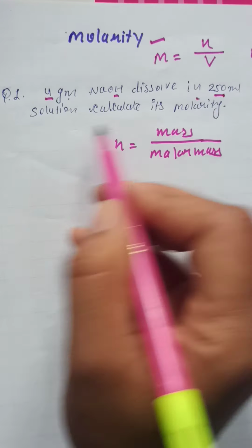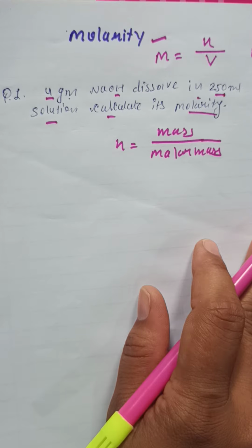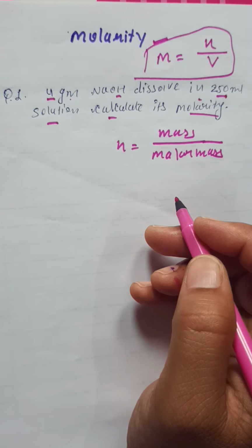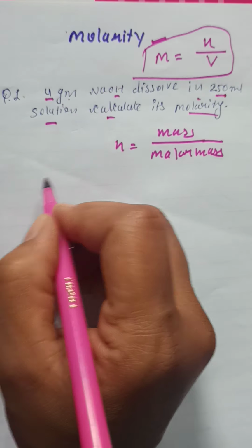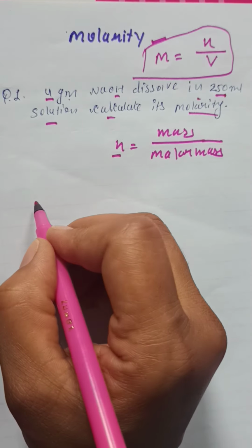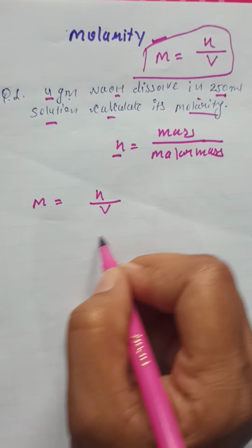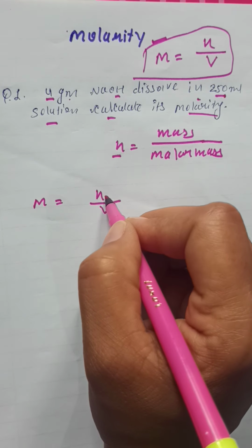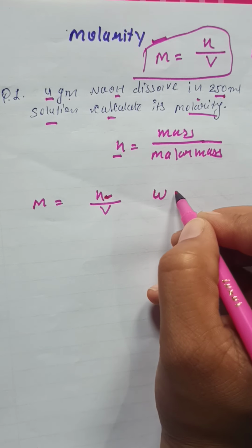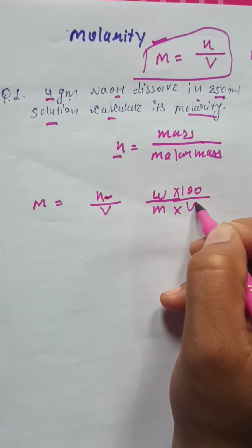in 250 ml of solution. Calculate its molarity. So let's see how to calculate the molarity. For this the formula is n by V. So how can we find out the number of moles and the molarity? Molarity is number of moles by volume. For the number of moles, we use given mass by molar mass into 1000 upon volume V.